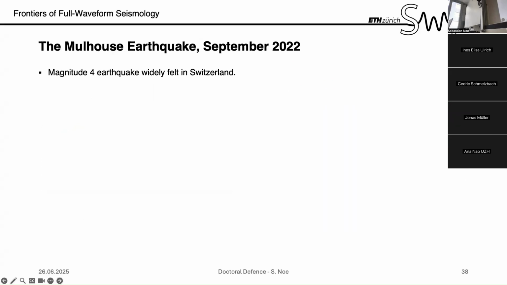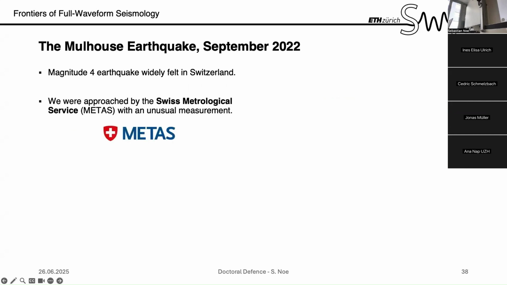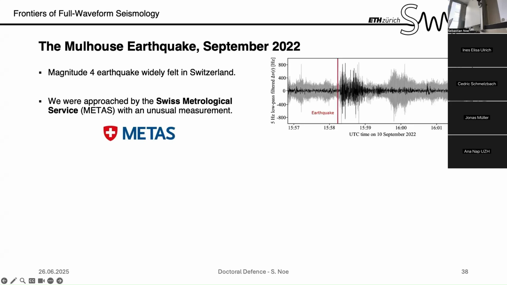Now we'll start with my second project, which really came out of nowhere in September 2022 with the Mulhouse earthquake. That was also widely felt here. If you were in Zurich at the time, you might have actually felt it. And right after this, we were approached by the Swiss Meteorological Service, METAS, with a pretty unusual measurement, which was this here, which is clear as day an earthquake signal.